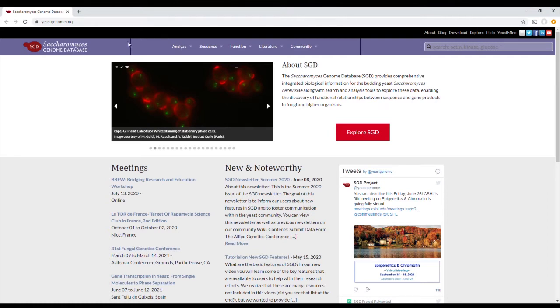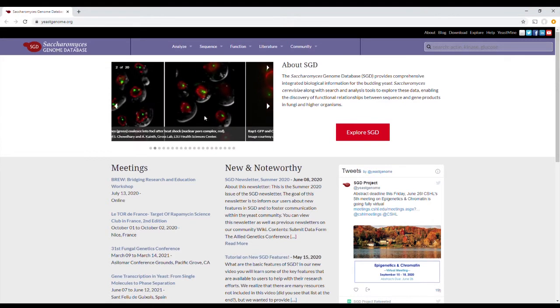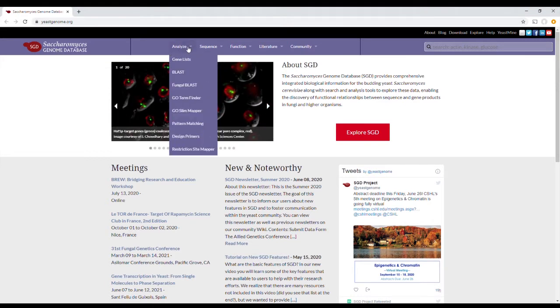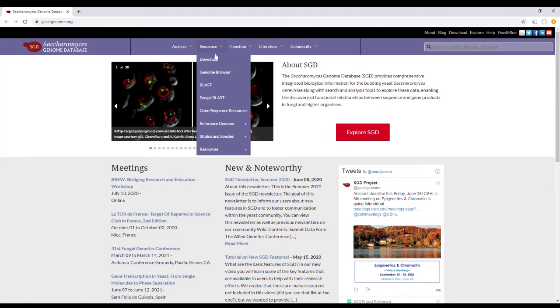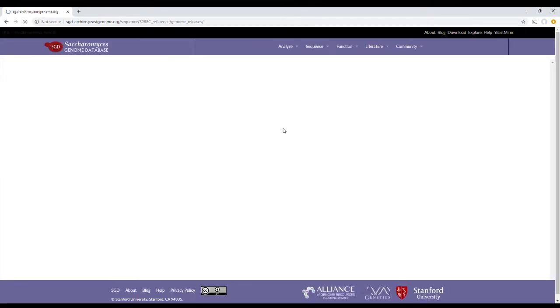So if you do research on yeast, on Saccharomyces cerevisiae or any other yeast organism, you're probably going to be using the Saccharomyces Genome Database as your landing page, just because it's organized for this specific organism. And so what you can do with this is a fungal BLAST. You can look at different species and strains of Saccharomyces, and heck, here we go, download the genome.